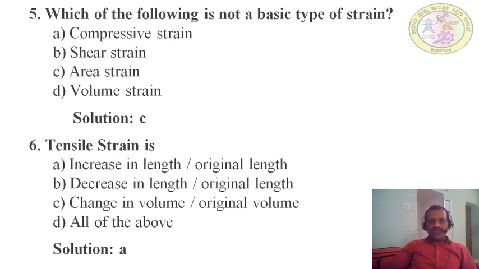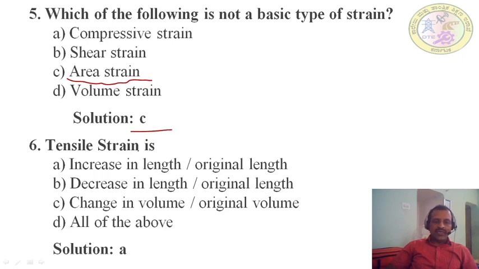Fifth one, which of the following is not a basic type of strain? A is compressive strain, B is shear strain, C is area strain, D is volume strain. Out of four, one is not a basic type of strain, that is area strain, because you have studied the types of stress and strains: the compressive strain, shear strain, then volumetric strain. Other than this, one more, that is the tensile strain. So the area strain is not a basic type of strain. Then the answer is C.